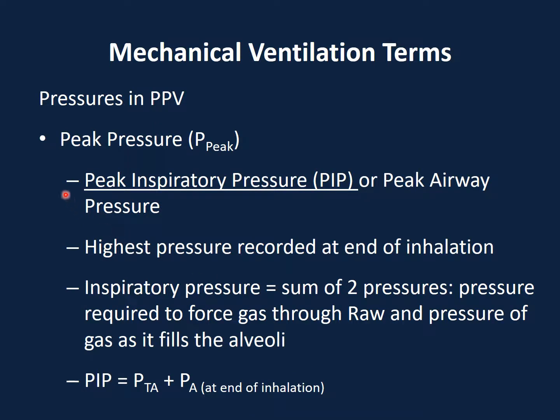Okay. The other pressure that you need to remember is peak pressure, also known as peak inspiratory pressure, or PIP. Okay, so differentiate between PEEP and PIP. This is the pressure recorded at the end of each breath in terms of inhalation, and it's technically the sum of two pressures: the pressure that is required to push air through airway resistance, and the pressure that is needed to fill up the alveoli. So in a mathematical expression, this is the sum of the trans-airway pressure and the alveolar pressure at the end of inhalation.